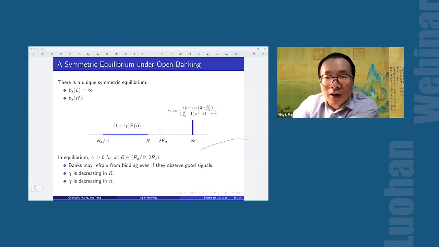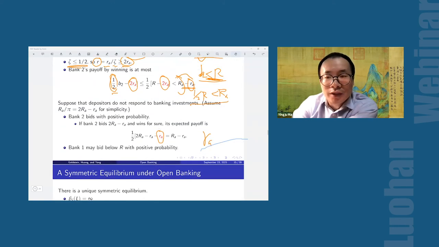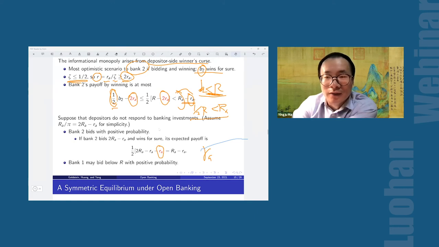Okay, before you move on, I'd like to ask a question about the assumption of risk neutrality of both banks and also depositors. For depositors, I was wondering how robust this pure strategy is, because if they become risk averse, then there are things like bank runs. Of course, Professor Goldstein is an expert here. So that concern may break the simple reaction rule.